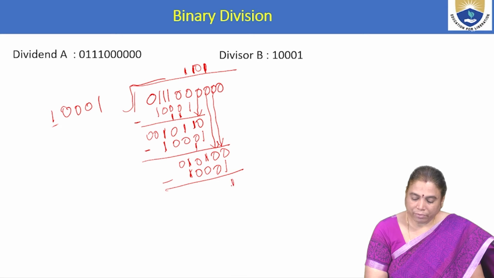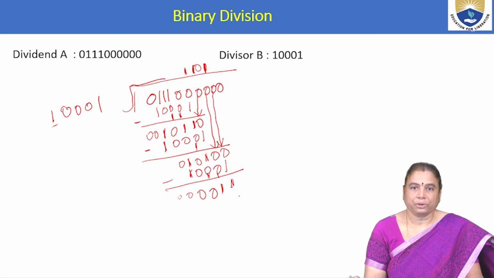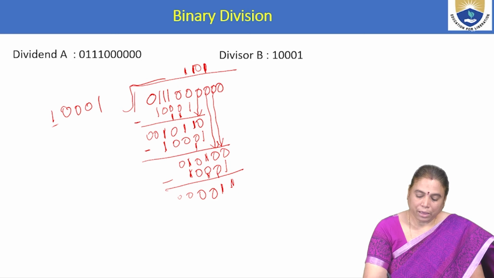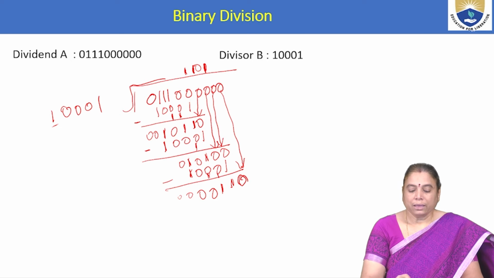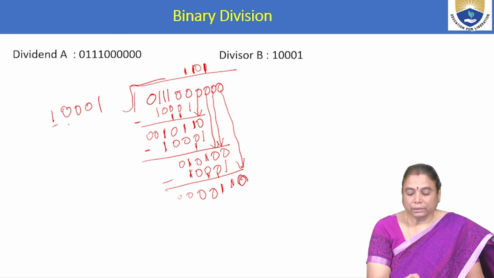So 0 minus 1, 1 with a borrow 1, 0 minus 1, 1 with a borrow 1, 1 minus 1, 0, 0, 0. Remaining all are zeros. Next we have to append the last 0. But if you compare here, the dividend can be less than the divisor. No other bits are available in the dividend to copy. So this is the remainder.